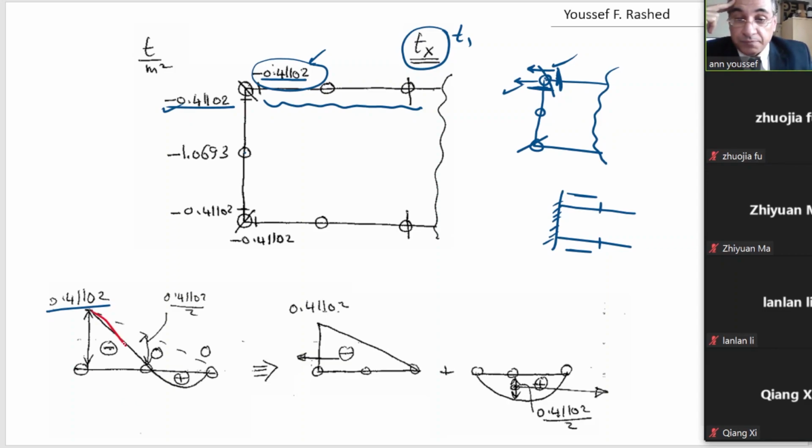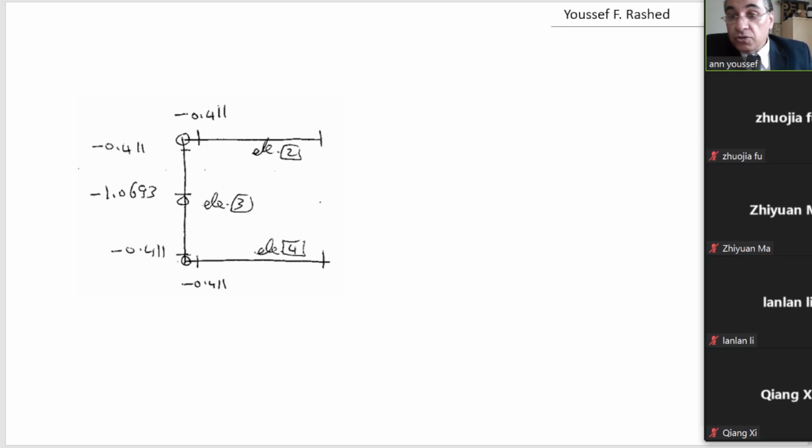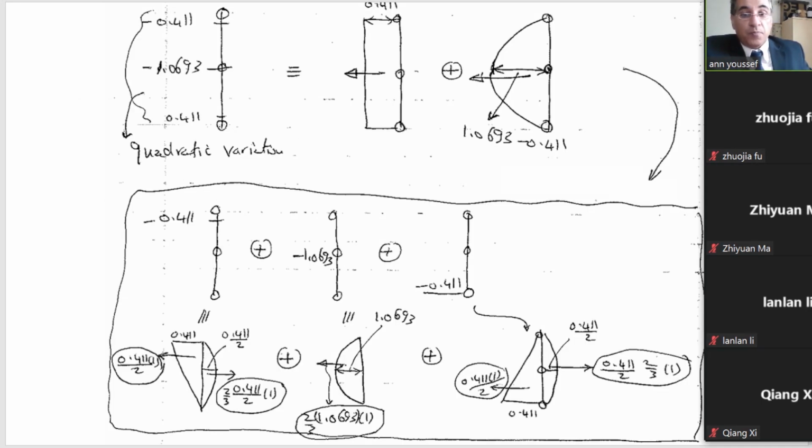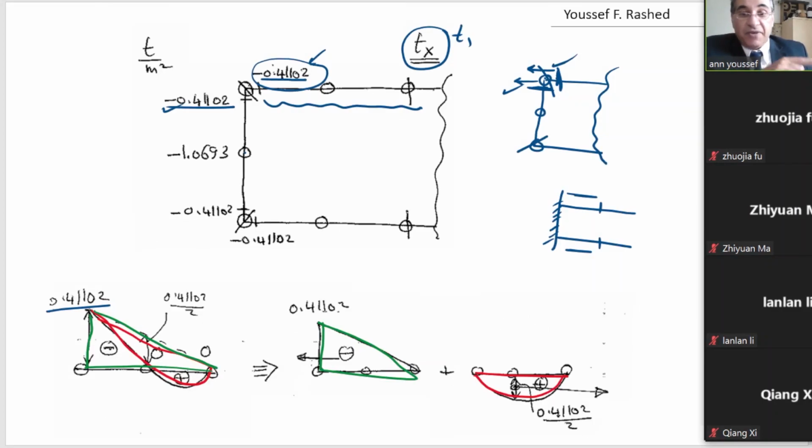This parabola from here is this one, and the triangle here is this one. So we'll break this into two shapes like this. So this is the first element, the horizontal element here. Then we care about this vertical element here.